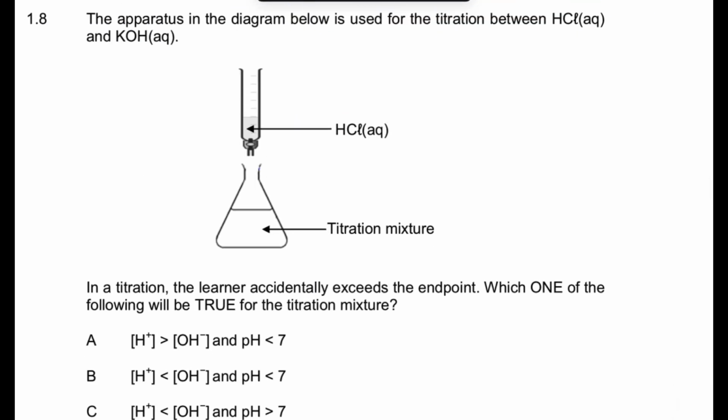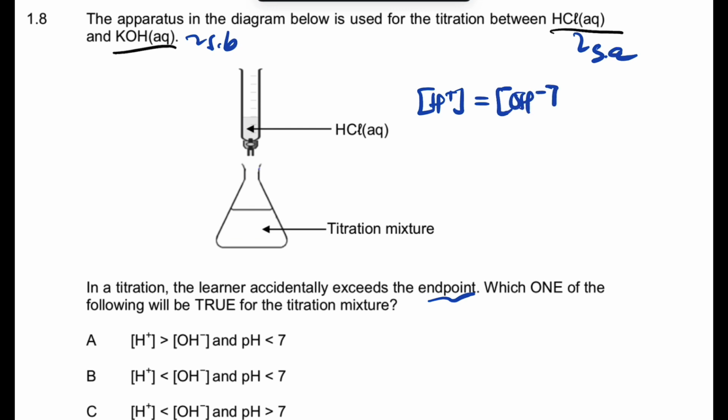Quickly to 1.8. The apparatus in the diagram below is used for titration of HCl and KOH. Guys, it's very important to understand the strength of acid. This KOH is a strong base and this one is a strong acid. So at the end point, the concentration of hydronium ion is equal to the concentration of hydroxyl ion. It's 7. When you add the two, their end point pH is going to be 7.